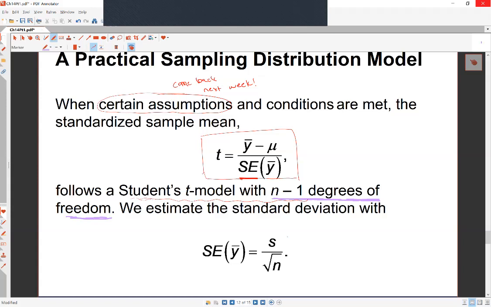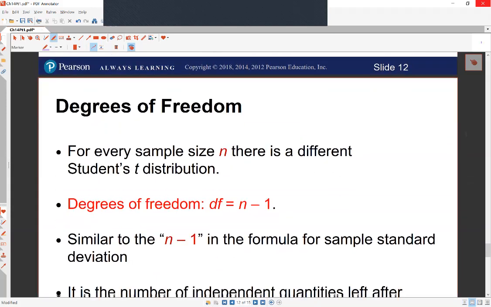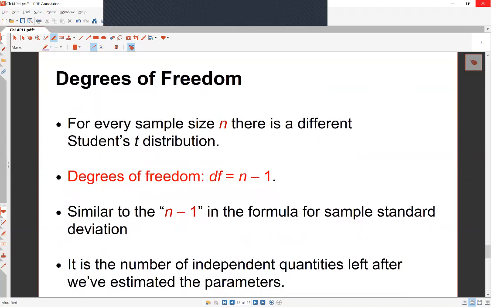But for now, it's important to know degrees of freedom are related to sample size. So if you have a sample size of n, then your degrees of freedom will be sample size minus 1. And it may be helpful to remember, this is also how we calculate our standard deviation. If you're calculating the sample standard deviation, you end up dividing by n-1. So the degrees of freedom here correspond to a quantity that shows up in the formula for sample standard deviation.